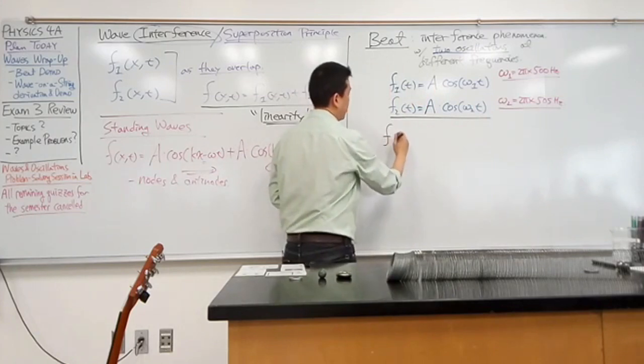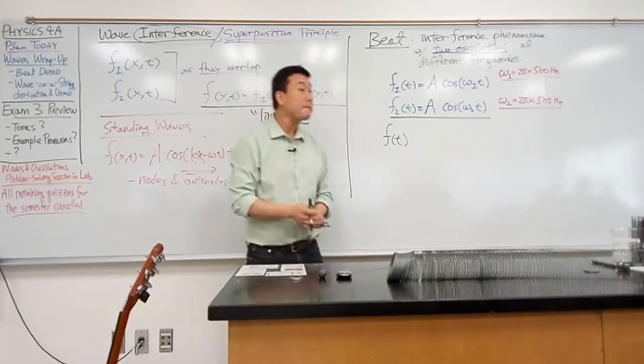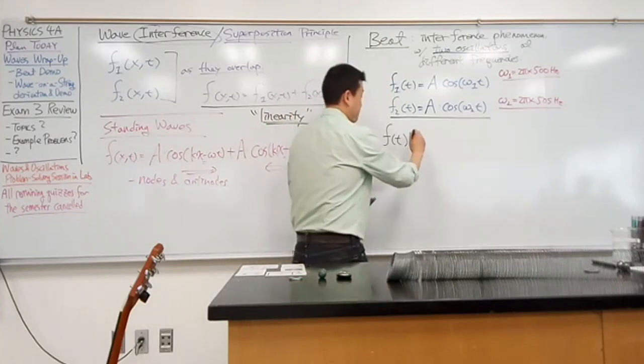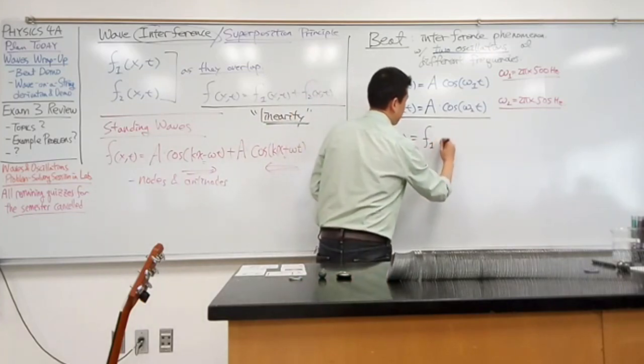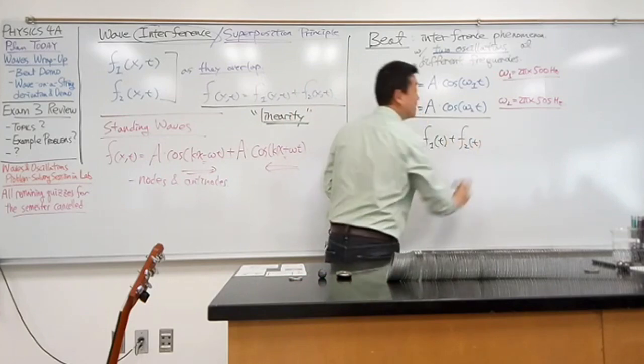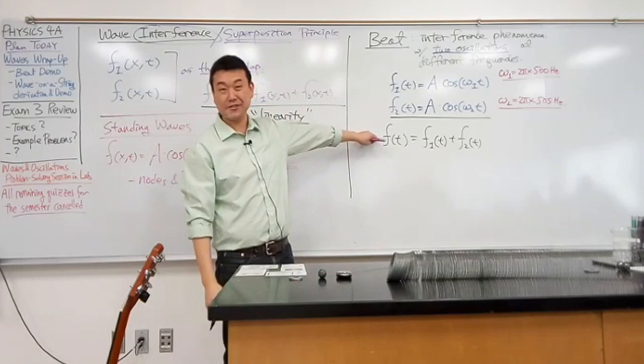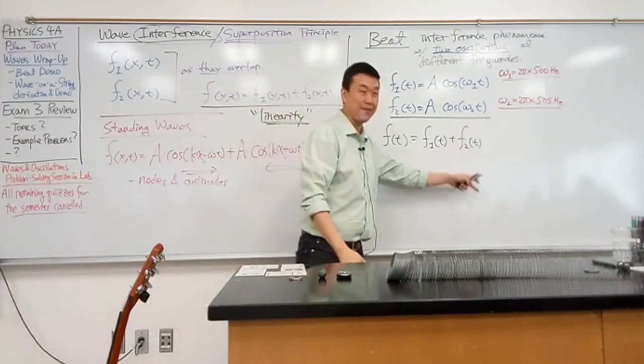What's the combined effect of F1 and F2? Yeah, just add them. Superposition principle. Remember that we give it a fancy name because it's the simplest mathematical operation there is. This is even simpler than an average. If you're averaging them, you now have to divide by 2.